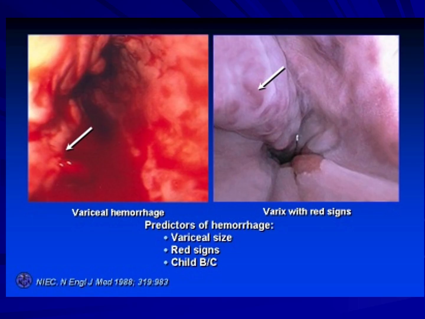The slide depicts variceal hemorrhage. On the left side, you see a varix that is actively bleeding. On the right side, you see a varix that is large with red whale signs.